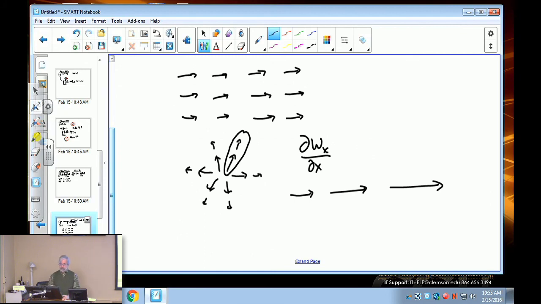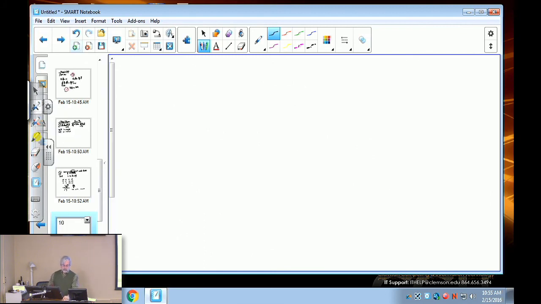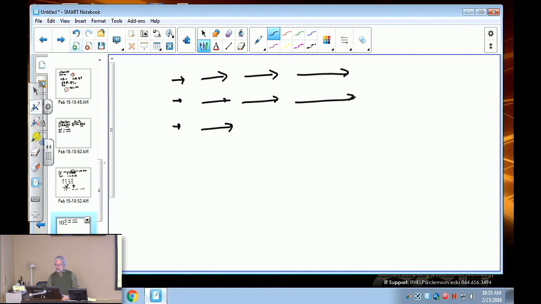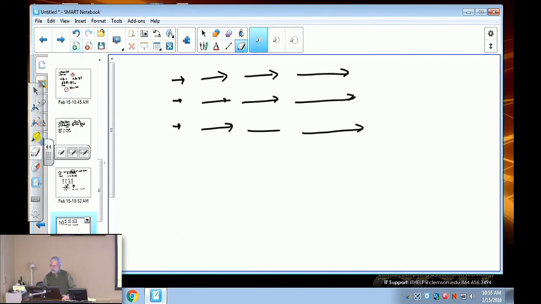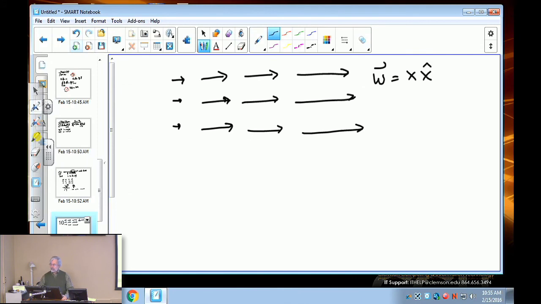The other thing that it can do, excuse me a second. So that last one didn't have any curl, it just diverged? Yeah, that's right. So here's an example of a field that only diverges and has no curl. If I could draw it more correctly. Okay, so an example would be x hat. That's a field that diverges and has no curl.